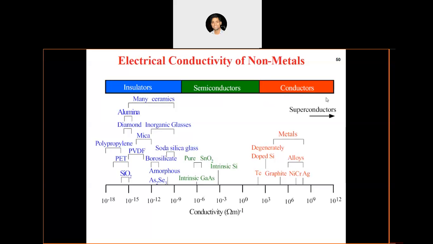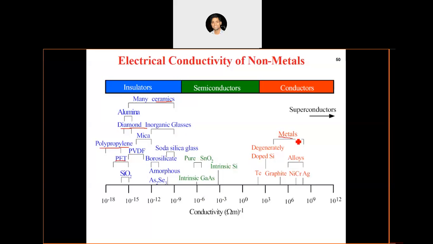So far, we have only dealt with the resistivity or the electrical conductivity of metals. Now, let us look at what happens when we don't have metals. Non-metals can be ceramics, glasses, as well as some polymers. Like this PET is a polymer, polypropylene is also a polymer. So one thing is very clear from this plot, that electrical conductivity for all the non-metals is much lower in comparison to the metals, right?